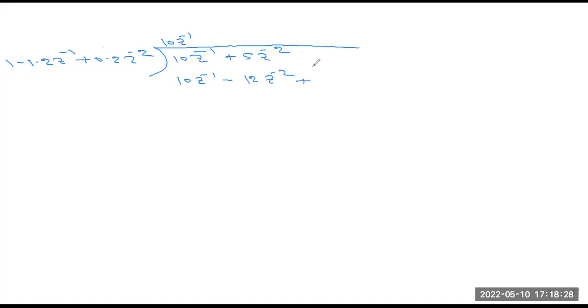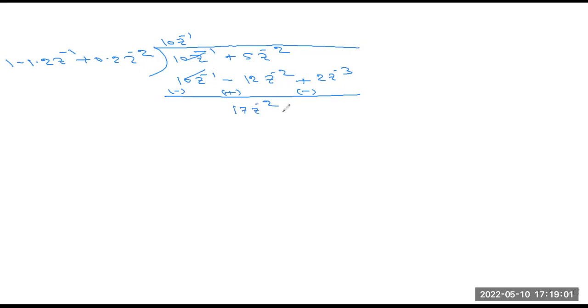So the value is coming 2 into Z to the power minus. Now you have to calculate. Here you can see the sign changes: minus, plus, minus. So when the minus is coming, that means this is minus, this is plus, this is minus. So these are basically cutting down. So now 12 plus 5, that means 17 Z to the power minus.